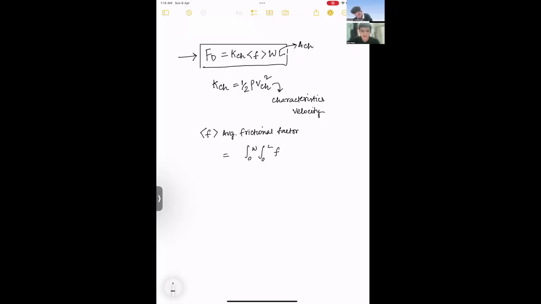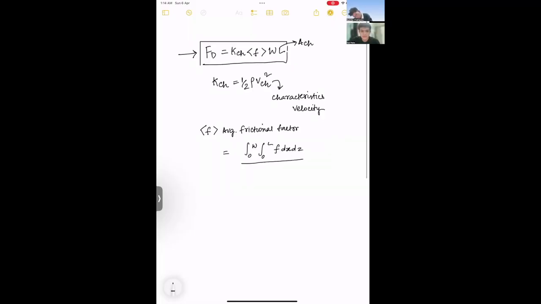f dx into dz, divided by integral 0 to W, integral 0 to L dx into dz. Basically, x varies from 0 to W and z varies from 0 to L. f is the friction factor. Now here we can clearly see that the denominator is nothing but the surface area of the flat plate, which we can take out and write as 1 upon WL.